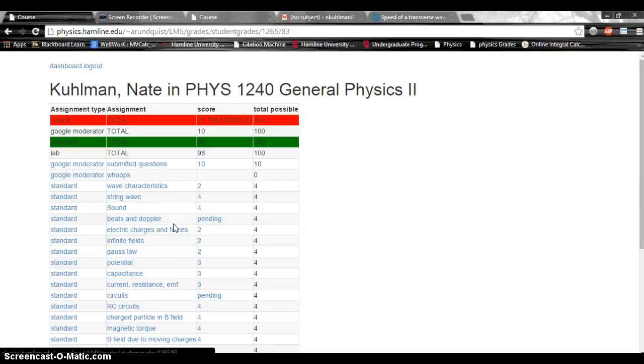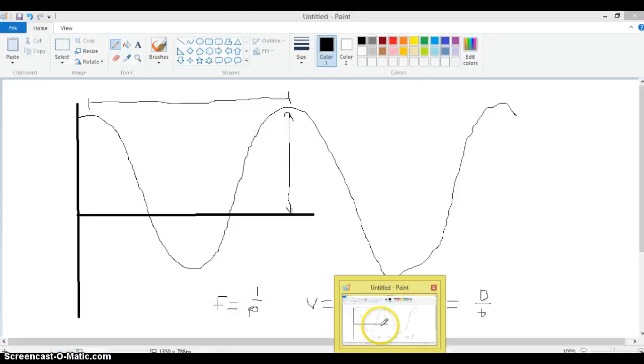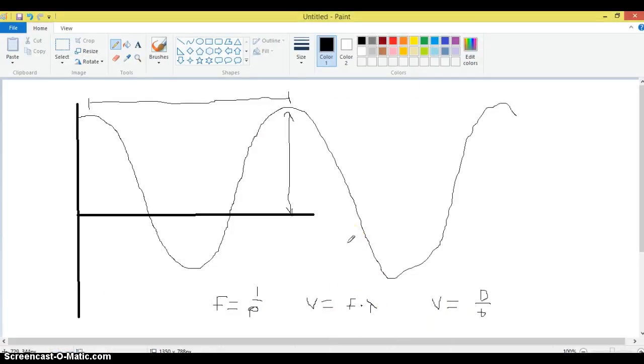Okay, so I'm going to be doing the standard on wave characteristics. For this standard, it says that we are supposed to be able to find the wavelength, frequency, period, amplitude, and transverse velocity of a wave on a string. And so I just drew out a quick little wave here in Paint. And so to find the wavelength, simply just the distance from one peak to another peak.